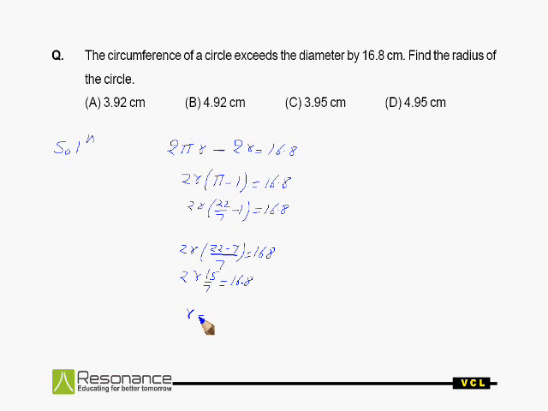So by shifting 16.8, we get 7 upon 15. As we shift 15 by 7 to the right hand side, the 15 by 7 becomes 7 by 15, and the 2 becomes 1 by 2. On solving this, we get the value of radius is 3.92 centimeter. So option A is correct.